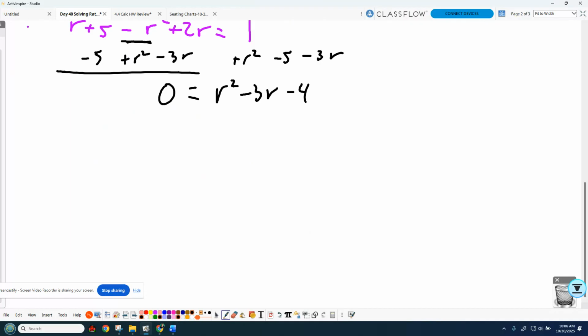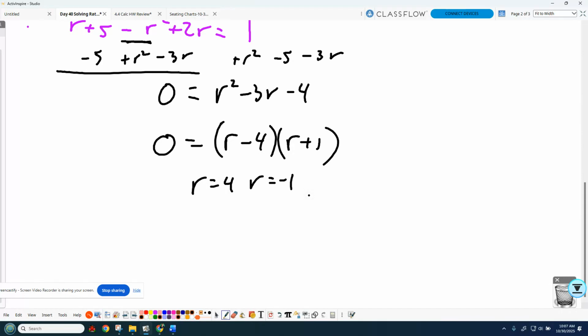Does it factor? Charles, does it factor? Isn't it x minus 3, x plus r minus 3, r plus 1? Needs to multiply to be negative 8. So either r equals 4 or r equals negative 1.